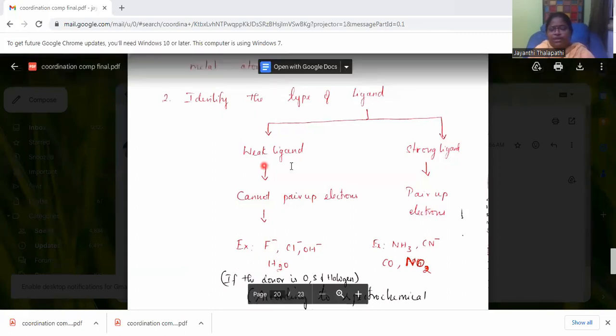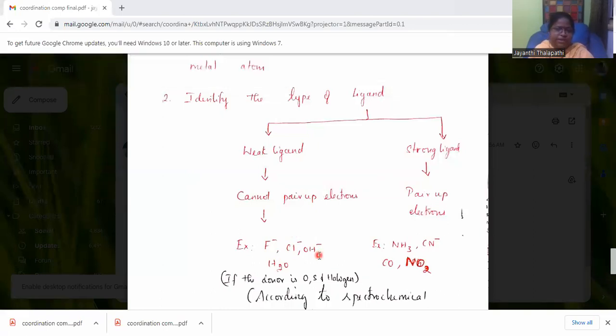Weak ligands are fluoride ion, chloride ion, hydroxide ion, water. These are all weak ligands. Strong ligands are ammonia, cyanide ion, CO, NO2. These are all strong ligands.